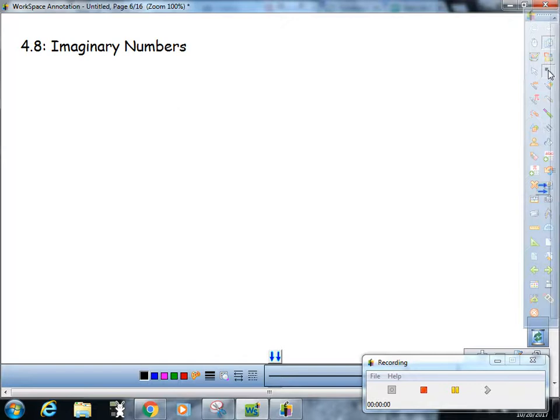Okay, this is imaginary numbers. Let's get to the point. That is the definition of i. i stands for the imaginary number, and it is the square root of -1. Okay? What is the need for imaginary numbers? It's for scenarios like this.